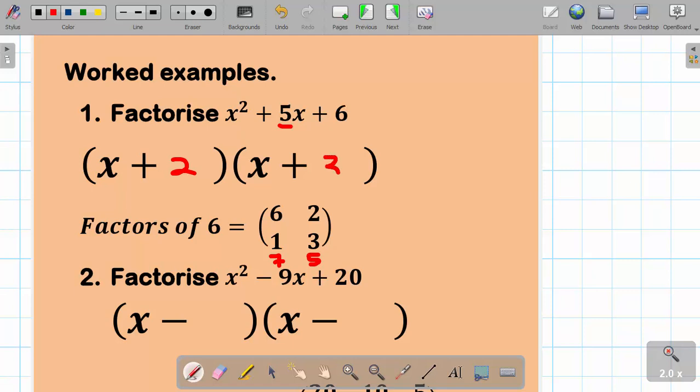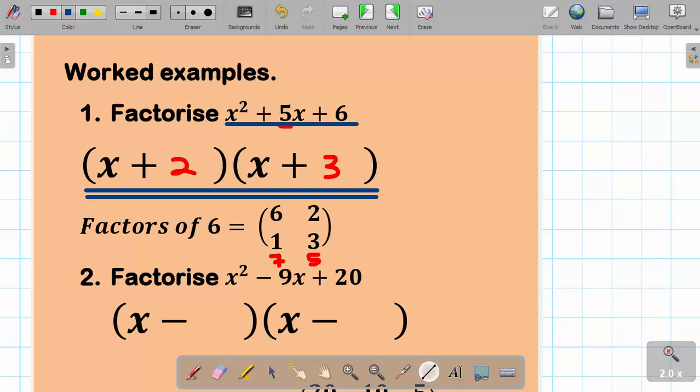In other words, our answer is going to be written as open bracket x plus 2 close bracket, open another bracket x plus 3 close bracket. So guys, this is my answer, and that's how I factorize this trinomial to get x plus 2 into x plus 3. Let us proceed to another example.